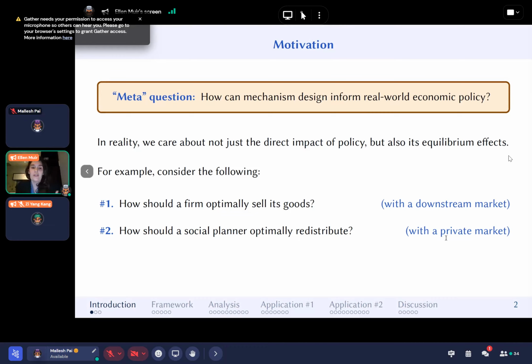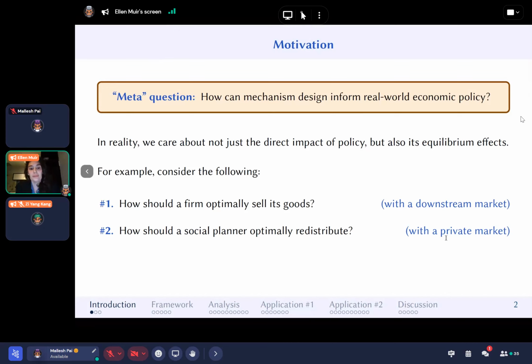So there's this endogeneity where what happens in the downstream market affects how participants behave in the upstream market, and the designer's choice of mechanism in the upstream market then influences the equilibrium price that you eventually get in the downstream market. Another case would be that a social planner is thinking about how to optimally redistribute. Maybe they're designing the allocation of a public good, but there may also be a private market for that good that also operates. So the way the planner provides the public good is going to impact the equilibrium in the private market, and vice versa.